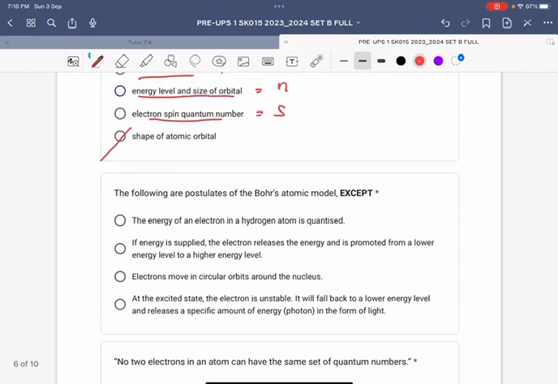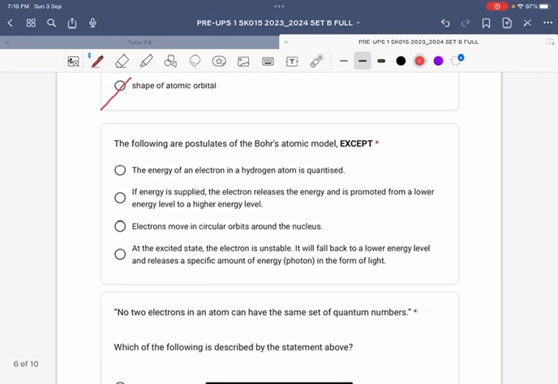Okay, the following are postulates of the Bohr atomic model except: the energy of an electron in a hydrogen atom is quantized. This is Bohr theory. Okay, number 2. If energy is supplied, the electron releases. Okay, bila energy diberi, the electron releases.